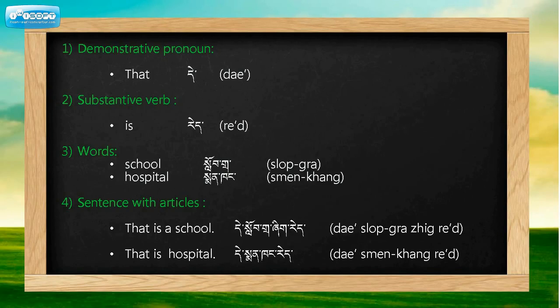Now we have learned four new words. Our first new word, computer, in Tibetan is lokle. For pen, it is nyuku. Our third word, for school, is lopta. And for hospital, it is menkang. And our demonstrative pronouns are this and that. For this, it is di in Tibetan.